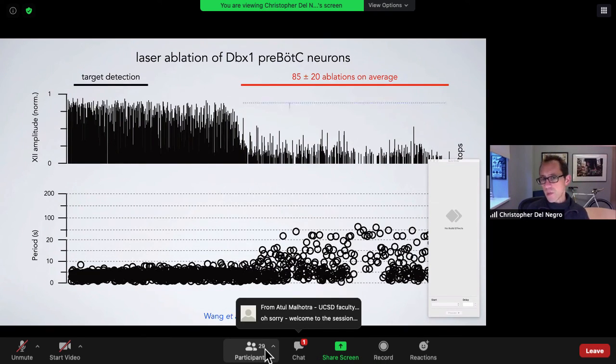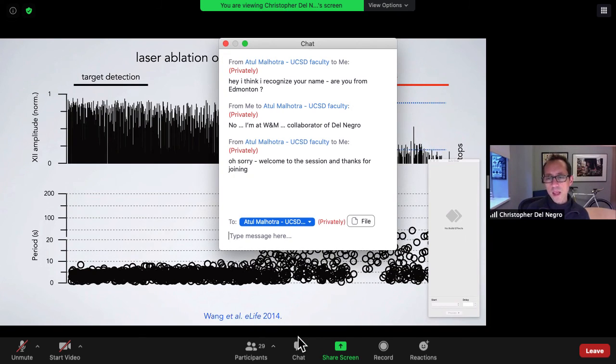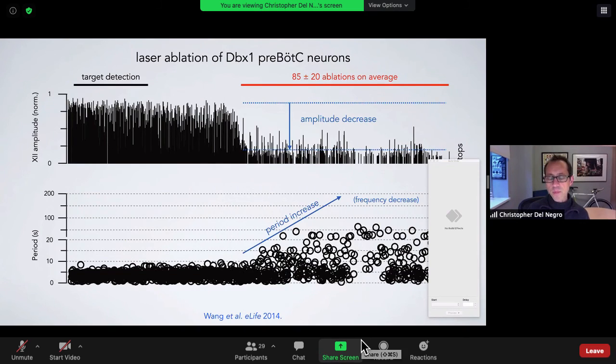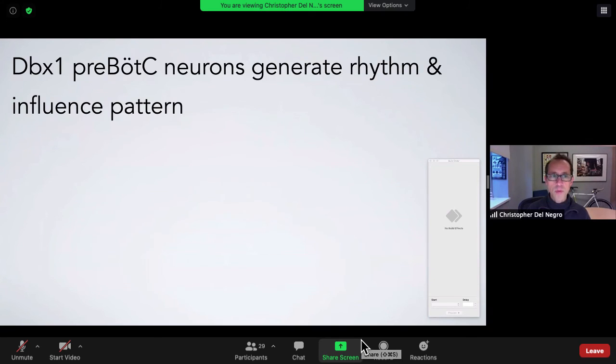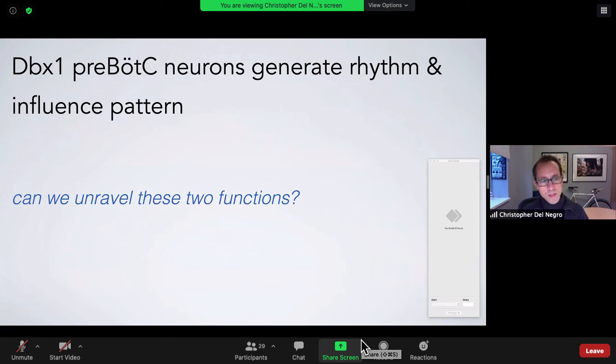And what we noticed in these experiments was that there's an immediate and precipitous decrease in the amplitude of motor output, and then an increase in period, which is a frequency decrease, until the laser ablations ultimately stopped respiratory rhythm and could not be recovered. So everything in the experiments that I showed you suggests that DBX1 neurons affect both rhythm and the amplitude. So the question we began to ask ourselves was, can we unravel these two functions on rhythm and pattern?